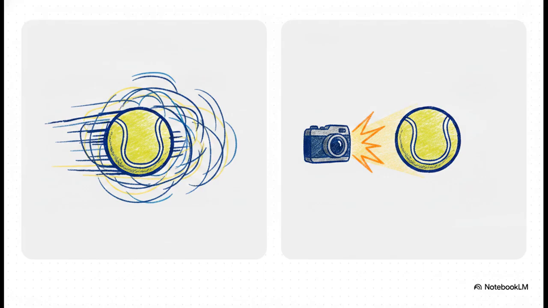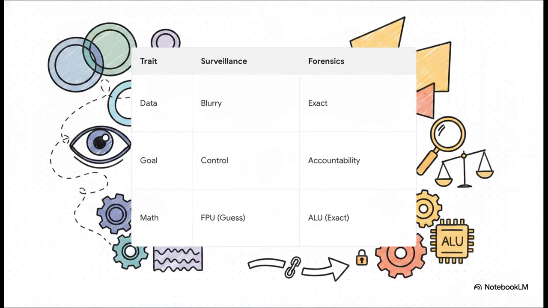You see exactly how the ball is spinning, the exact condition of it, and precisely where it is in space. Surveillance actually thrives on blurry, non-deterministic data. It uses that floating point math we talked about because it just needs to process massive amounts of data incredibly quickly to exert control and look for broad patterns. It doesn't care about absolute exactness. Forensics, however, demands accountability. It requires exact, sharp post-mortem data.